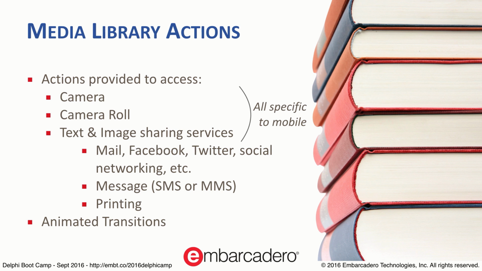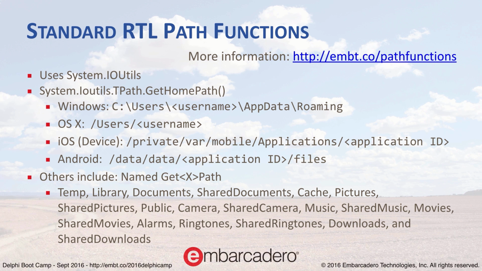These are really easy to work with. We have lots of examples on these, but these are things that you can't use on Windows because Windows doesn't have that level of infrastructure under it on the OS level that is available for you on mobile devices. Something that's really useful when doing mobile development, actually on all platforms, is the standard runtime library path functions. So these are on System.IO.Utils. You can use the TPath and you can get home path. So home path on Windows is going to be C:\Users\username\AppData\Roaming. And this is your home path where you put data for your app or put all the users' data.